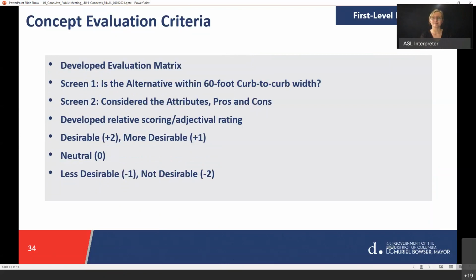So our approach in evaluating each of the concepts includes the development of an evaluation matrix, the concept evaluation matrix. And what we did is we broke this up into really two screening processes. The first is whether or not the alternative can fit within the existing 60-foot curb-to-curb width. The second looks at comparing the attributes, the pros and cons of each concept to one another. So we developed a relative scoring so that essentially we are reviewing each concept against each other and we assign a value. So if it's desirable, it has the elements that we're looking for in terms of this project, it would give a +2. If it's contrary to what we're trying to do with this project, it's considered at the lowest end, not desirable, at a -2. Next slide, please.